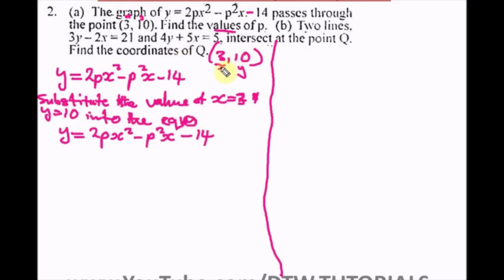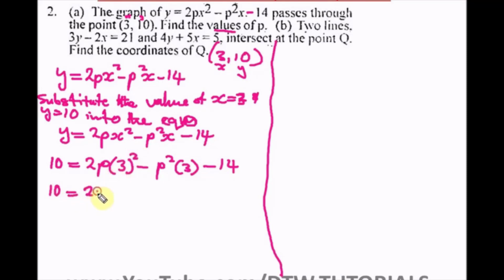All right, so we have here x is equal to 3, y is equal to 10, so put in y equal to 10, so we have 10 here is equal to 2p. What is x? X is 3, so we have 3 bracket square minus p square bracket, there's an x here, we'll put a 3 minus 14. So what next? We have 10 is equal to 3 square, which is 9. So we have 2p times 9 minus p square times 3 minus 14. So let's arrange this properly.